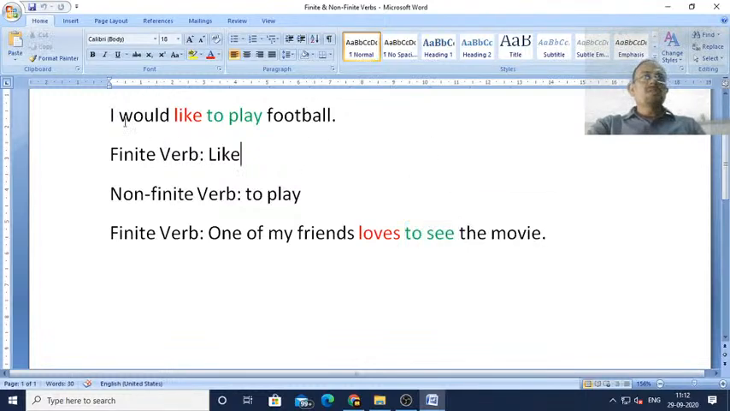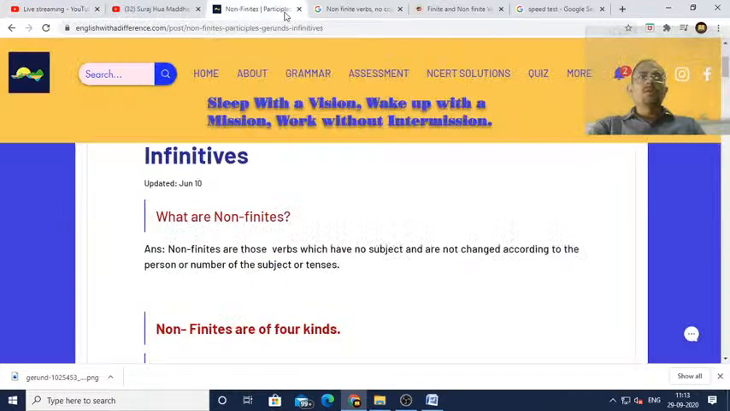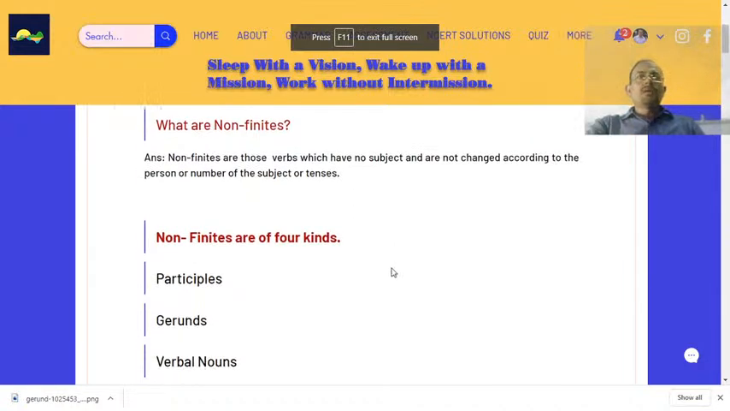Okay, and here in the first example also, I would like to play football. Here like is the finite verb because it is agreeing with the subject I, whereas to play is non-finite because it is not agreeing with the subject. So finite verb is like here and non-finite is to play. Okay, so that's all about finite and non-finite verbs, dear students. Now let's move on to the non-finite segment once again. Okay, so as you can see here, non-finite verbs are those verbs which have no subject and are not changed according to the person or number of the subject or tenses.